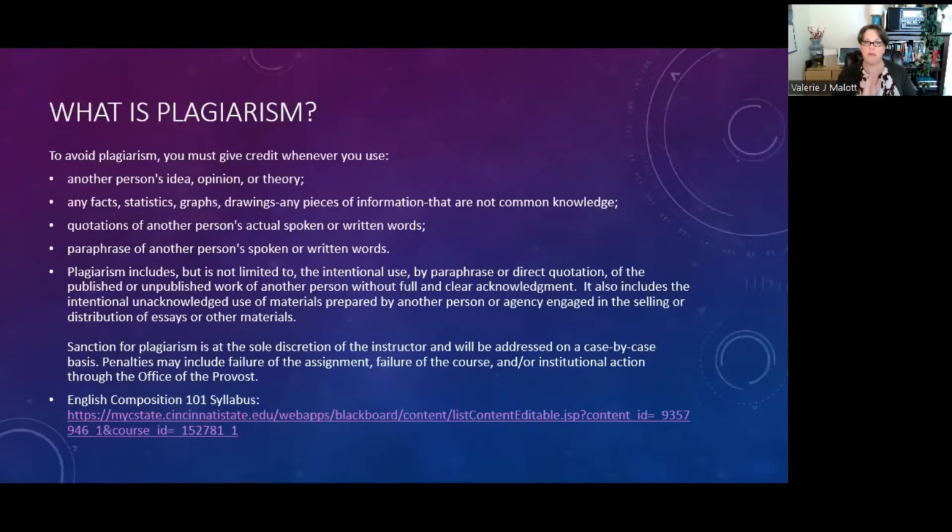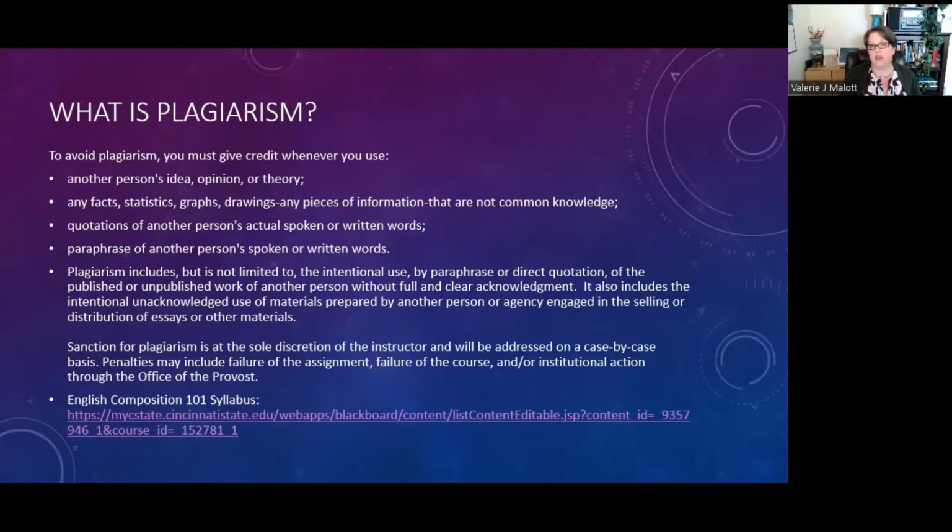So I want to recap here about plagiarism. I know that you've gone through that whole module, so you should know, but I think some of you are still struggling a little bit. So to avoid plagiarism, you have to give credit whenever you use another person's idea, opinion, or theory, any facts, statistics, graphs, drawings, any pieces of information that are not common knowledge. When you quote directly from another person's actual spoken or written words, that's very important there. It's not just things that are written down, but things that are also spoken. You give credit when you paraphrase another person's spoken or written words.